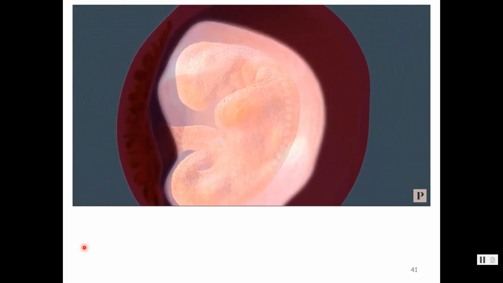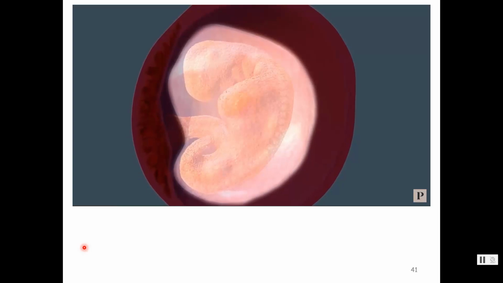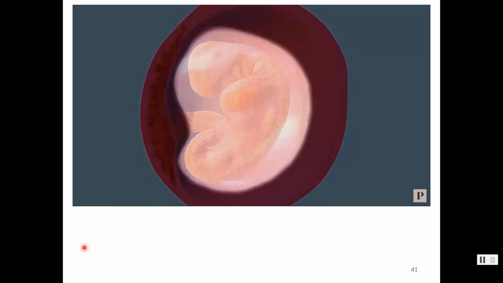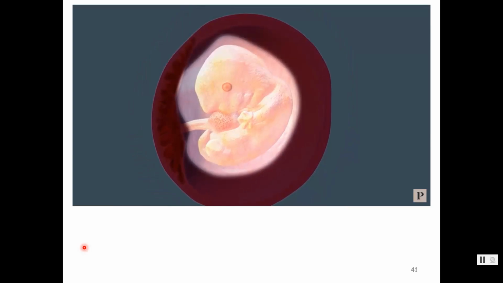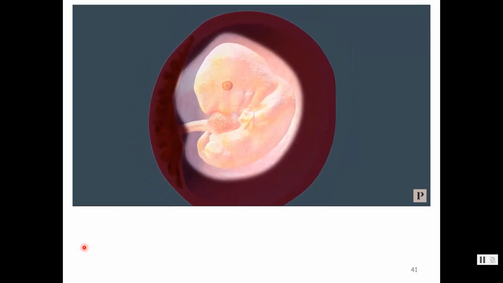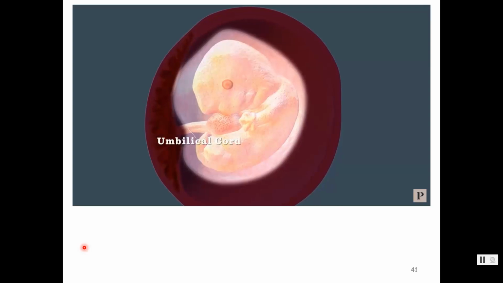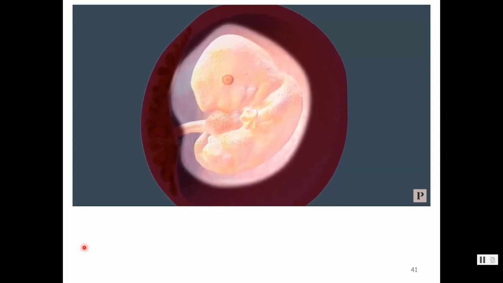Little knobs protrude from the embryo's trunk. These buds of tissue will become arms and legs. At the beginning of your 7th week, your baby is now about the size of a coffee bean. The umbilical cord connecting your baby to the uterus is now visible.